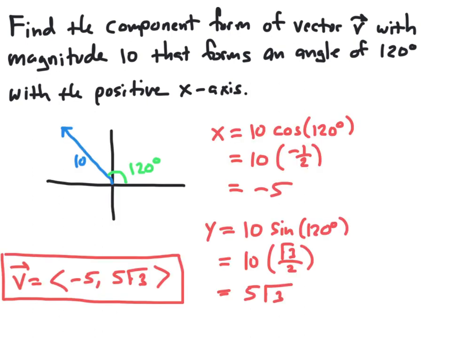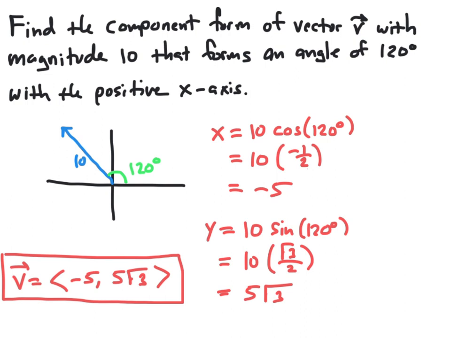Again, by aligning this vector so that it has an initial point at the origin, we see that the components in the component form will simply be the terminal point of our vector. We can then use trigonometry to find x and y. Here, x will be 10 times the cosine of 120 degrees, which will be negative 5, since the cosine of 120 degrees is negative 1/2.